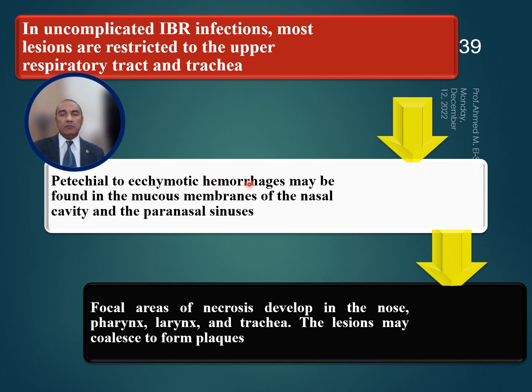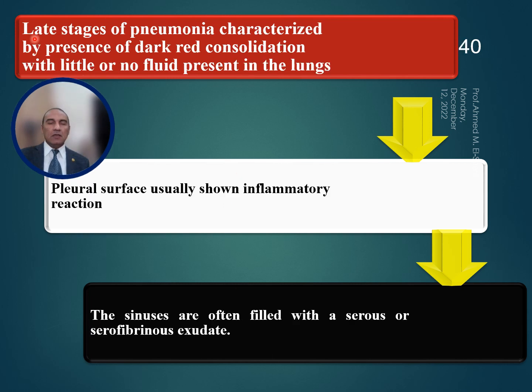Petechial to ecchymotic hemorrhages may be found in the mucous membranes of the nasal cavity and the paranasal sinuses. Focal areas of necrosis develop in the nose, pharynx, larynx, and the trachea. The lesions may coalesce to form plaques. Late stages of pneumonia are characterized by the presence of dark red consolidation with little or no fluid present in the lungs. The pleural surface usually shows an inflammatory reaction. The sinuses are often filled with serous or serofibrinous secretions.